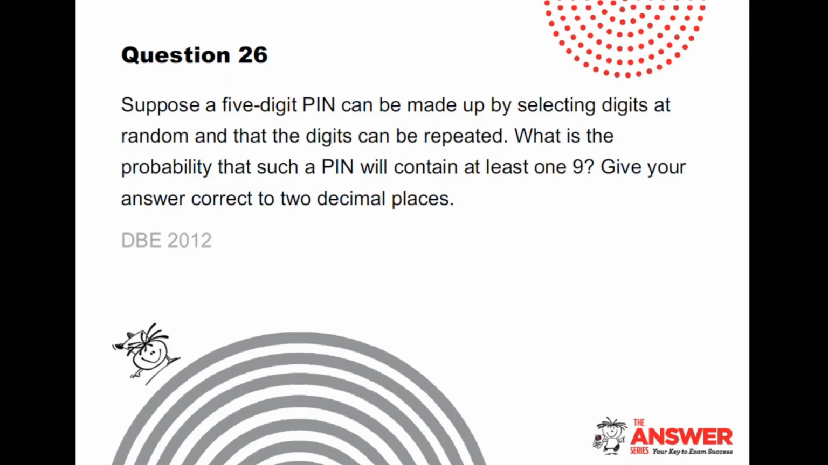Give your answer correct to 2 decimal places. Okay, at least one 9. So it's a 5-digit pin. So I could have 1 nine, or 2 nines, or 3 nines, or 4 nines, or 5 nines, and there's no way I'm going to be able to work that out. So what do I do? I get the number of ways that the pin contains no 9s, and I subtract.